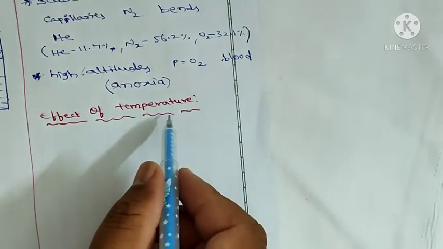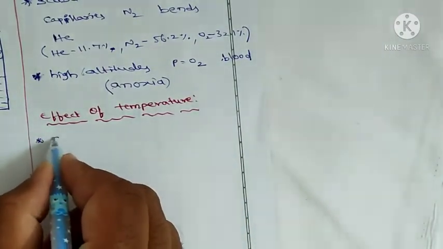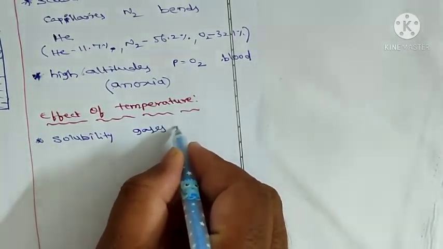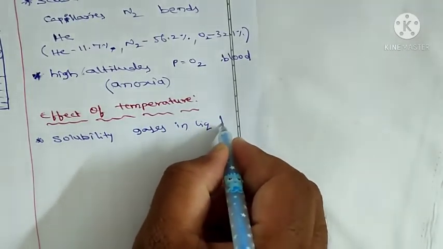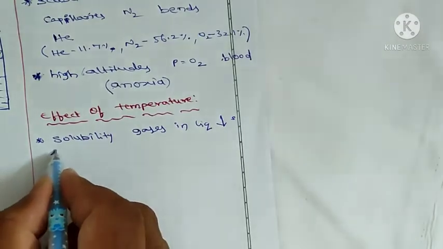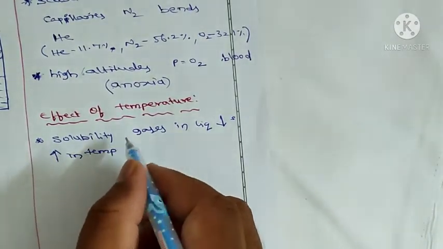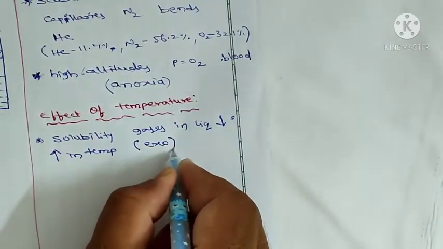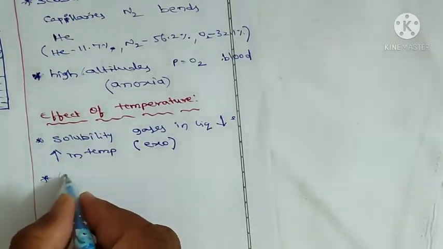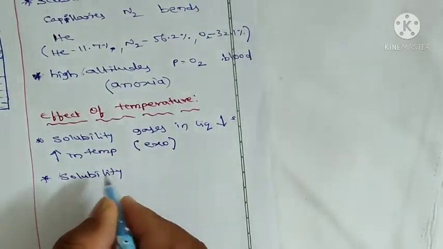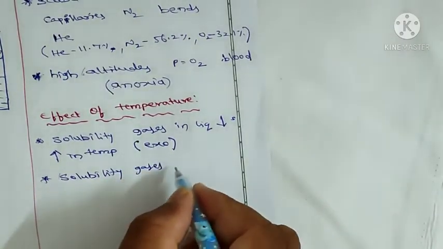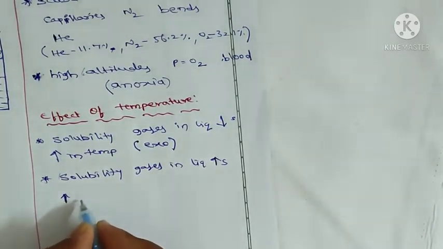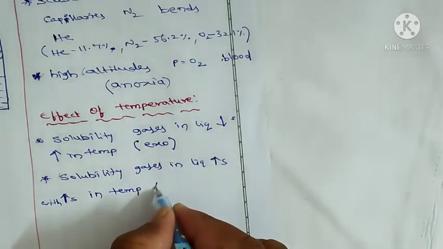And next one, effect of temperature. So the solubility of gases in liquids decreases with the increase in temperature when the dissolution is exothermic, and the solubility of gases in liquids increases with increase in temperature when the dissolution is endothermic.